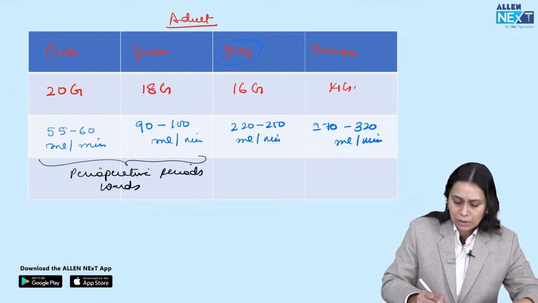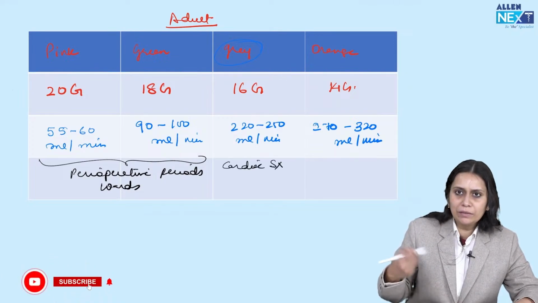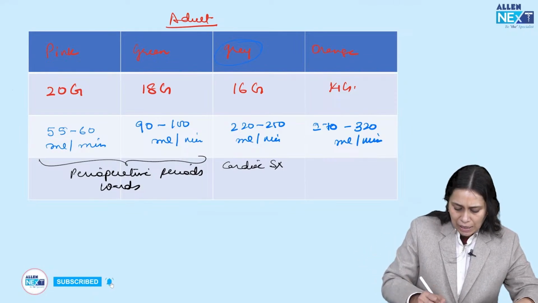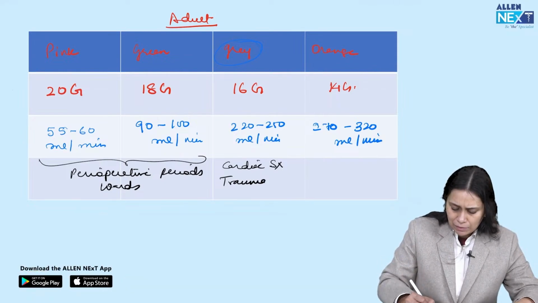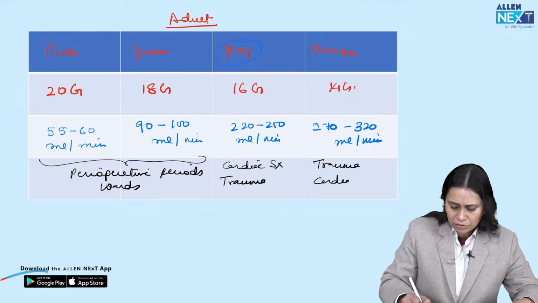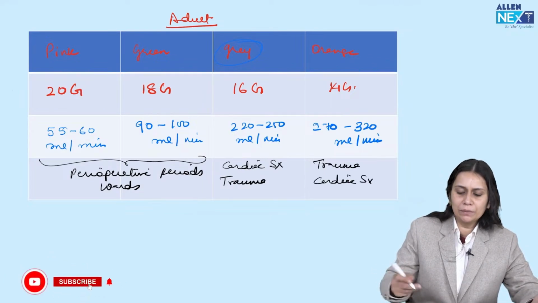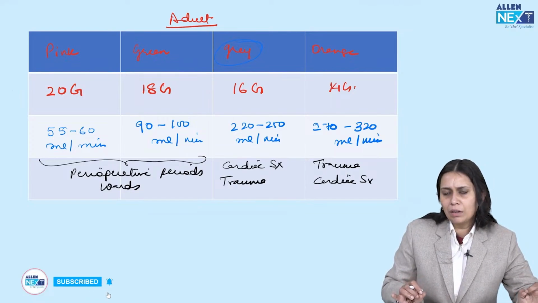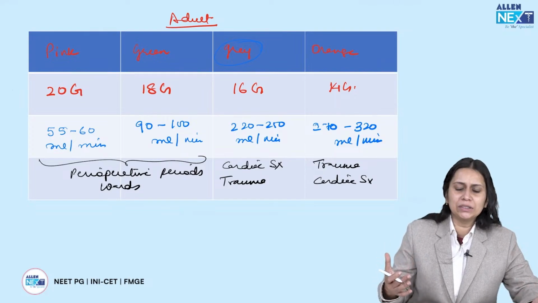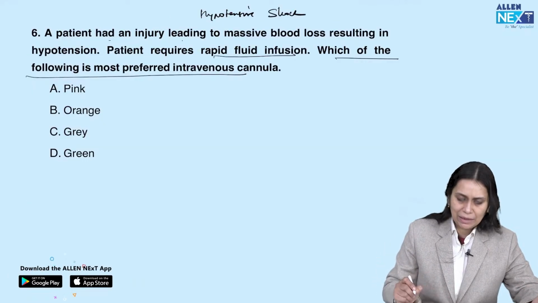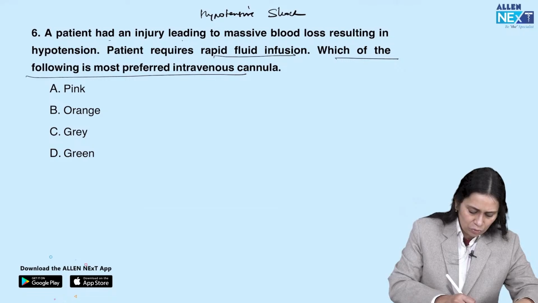The gray one, it is only used in cardiac surgery where we need more fluid, faster fluid resuscitation, and in trauma patient, right? When we have to give the fluid fast. Orange, again, mostly in trauma and sometimes required in cardiac surgery as well, where we have to give fast fluid. So in trauma, we'll try to put the cannula which can give the fluid fastest. So which would be the cannula in this case? Definitely the answer has to be orange.